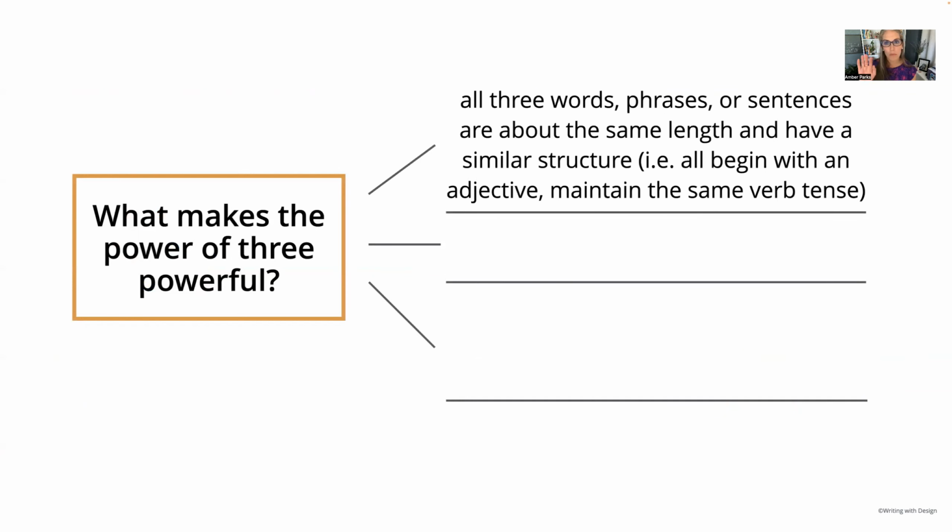Well, the way to do it well is to have 3 words or phrases or sentences that are all about the same length and have a similar structure. So we can't start one with an adjective and then start the next one with a noun or change our verb tense. We really have to keep the phrasing of it the same for all 3, if it's words, if it's phrases, or if it's sentences.